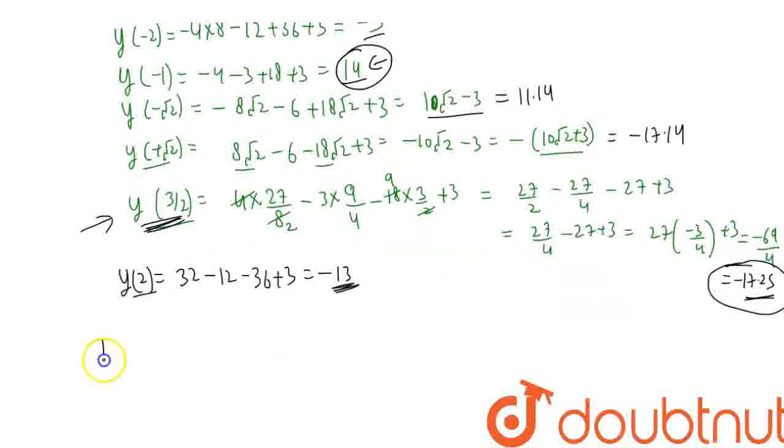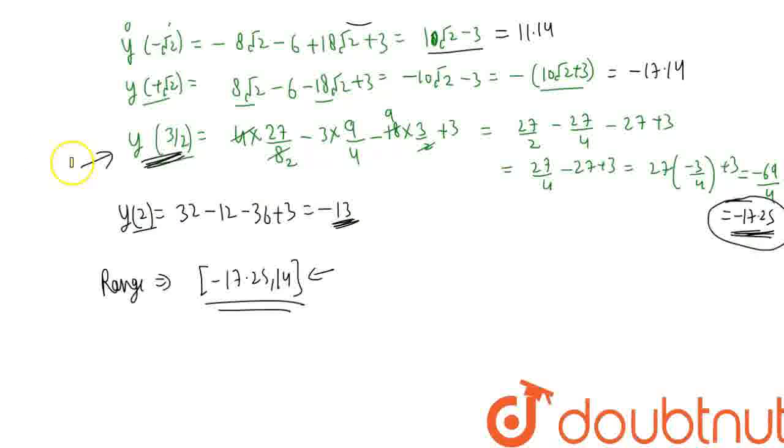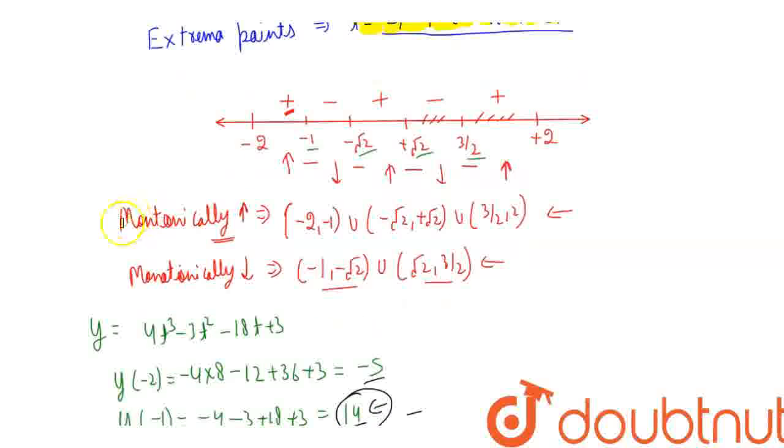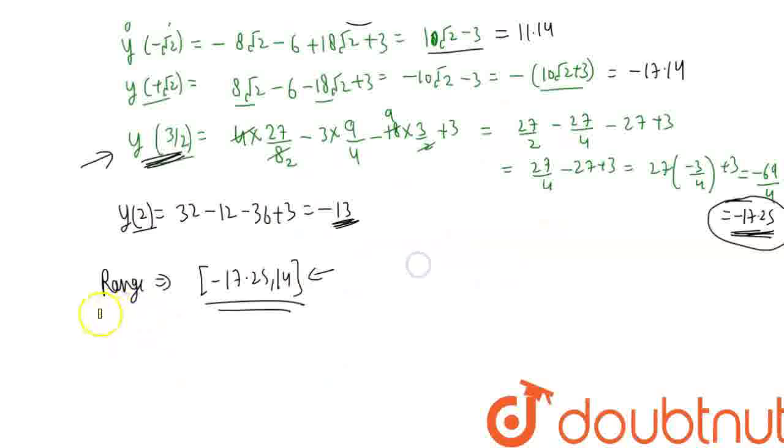So the range of this function would be from minus 17.25 to this 14. So here we have the range from minus 17.25 to 14. So this is the range which was asked to us in the question. At first they asked us to calculate the points of extrema. So here we have the points of extrema. Then after this they asked us to calculate the monotonically increasing range and the monotonically decreasing range. So here we have the monotonically increasing range, and this is the monotonically decreasing range. And at last they also told us to calculate the range of this function. So here we have the range of this function. So this is our solution.